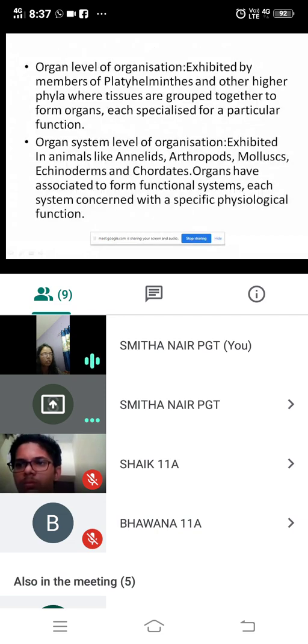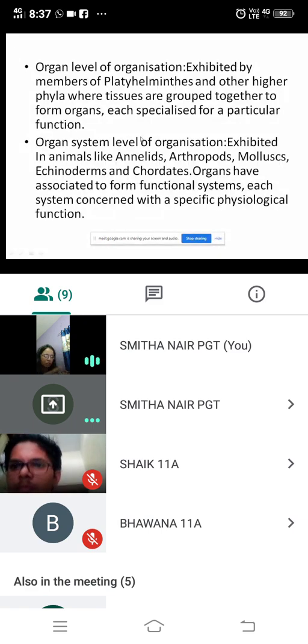Then coming to organ level of organization, that is the next level, exhibited by members of Platyhelminthes, that is the next phylum, and other higher phyla where tissues are grouped to form organs. So here the complexity is even more. As the tissues combine, they form organs, which are more complex and each specialized for a particular function. So each organ performs a particular function. Coming to the next level, that is organ system.